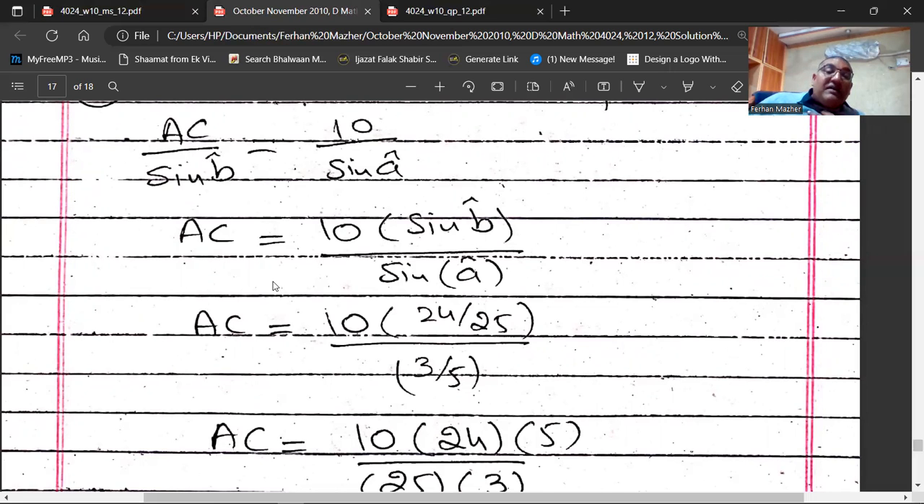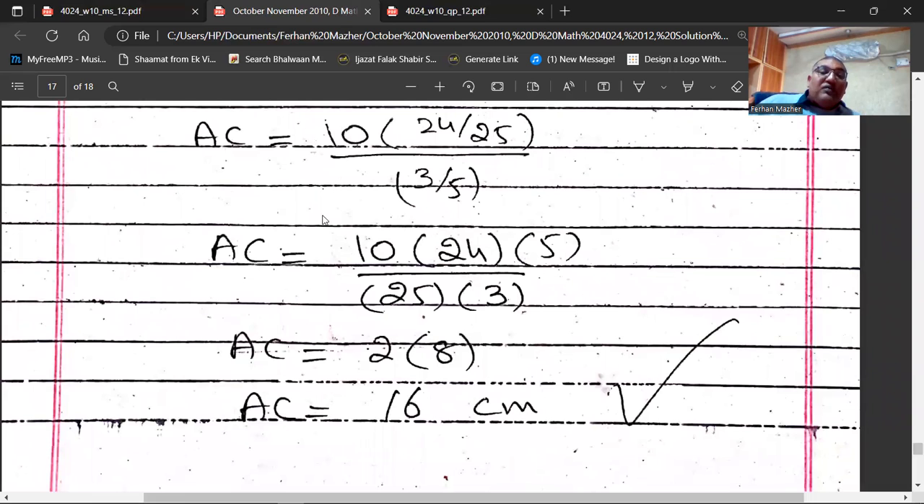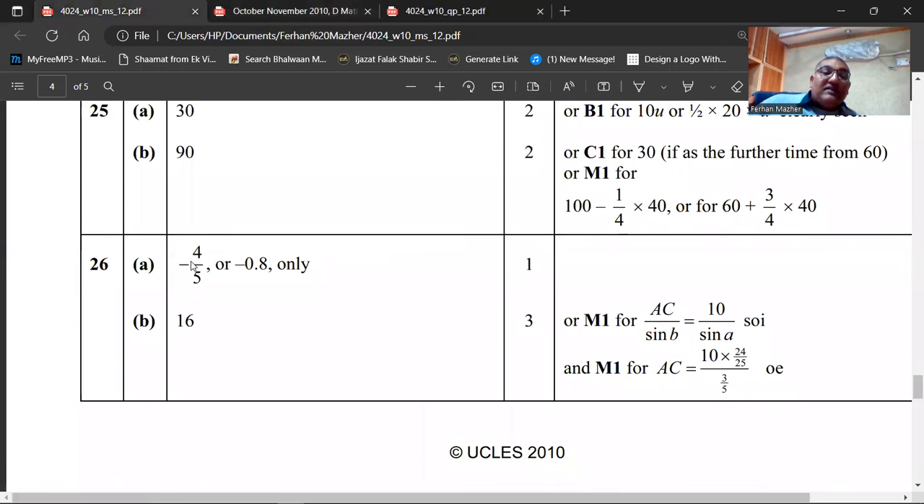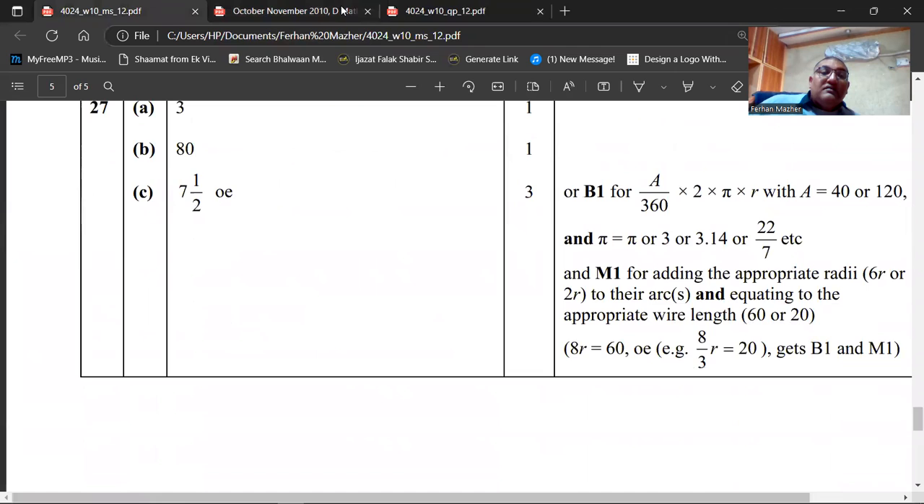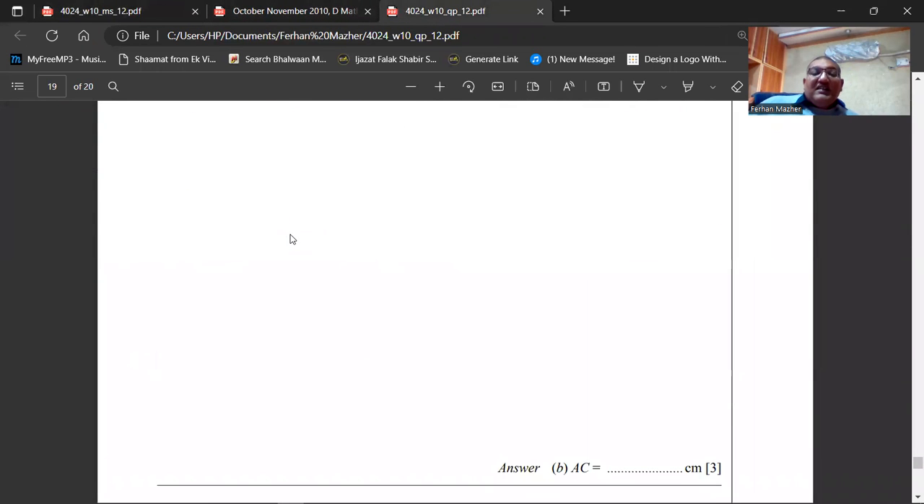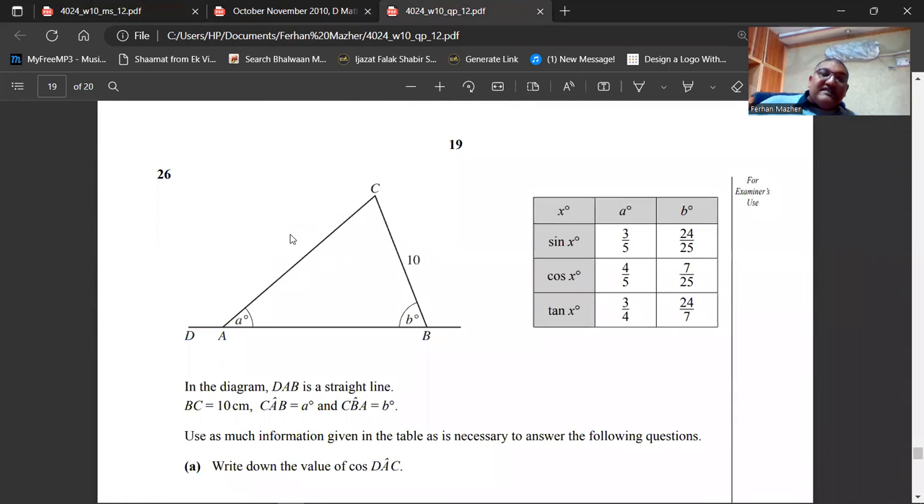Sine A is 3 by 5. So AC will be equal to 10 multiplied by 24 multiplied by 5 divided by 25 divided by 3. So AC will be equal to 2 into 8, and AC will be equal to 16. That's the B part. So our answer is right. Hopefully you understand how this is done. We have found the AC also and the DAC.